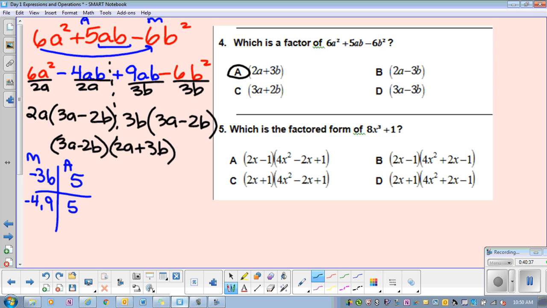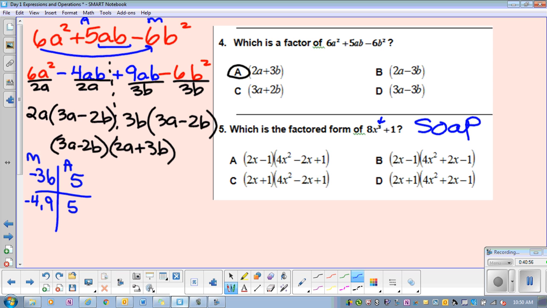Which is the factored form of 8x cubed plus 1? Use SOAP. I'm going to show you guys something here. This is a sum of cubes, right? Because you have an x cubed, and 8 is a perfect cube, and 1 is a perfect cube, right?